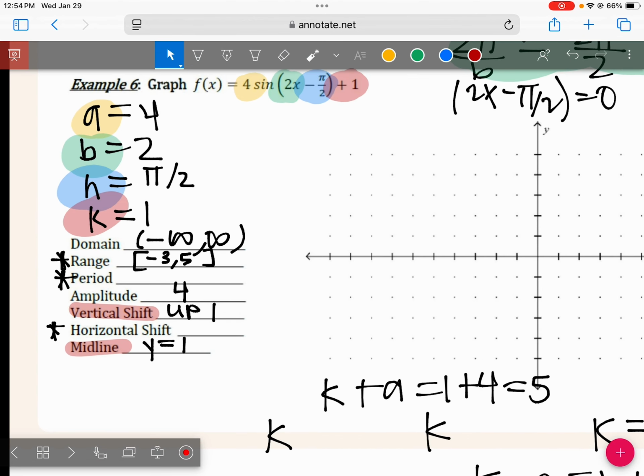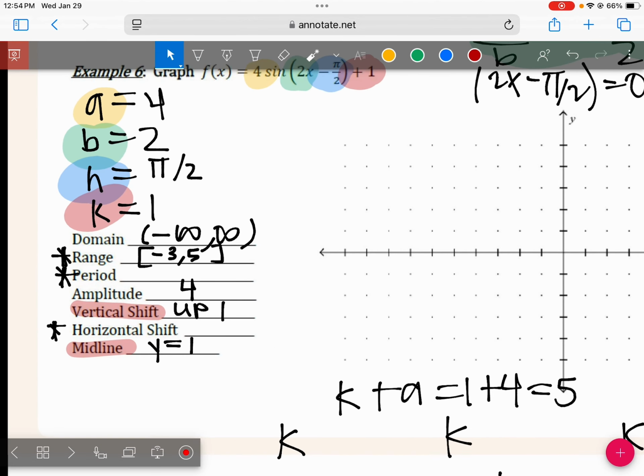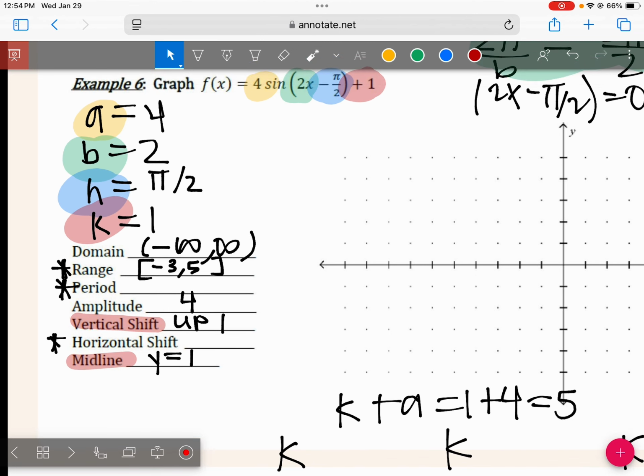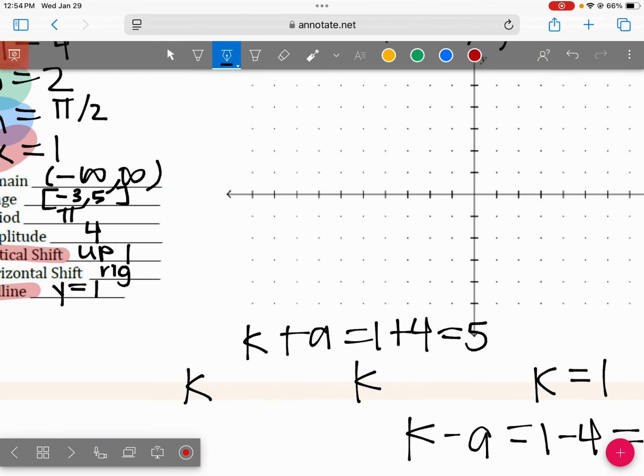And is that left or right? We had a positive pi fourths, so it's right. So your horizontal shift is right pi fourths.